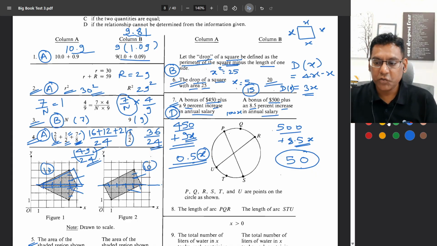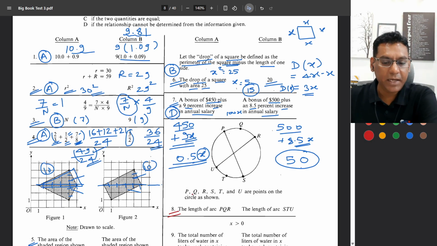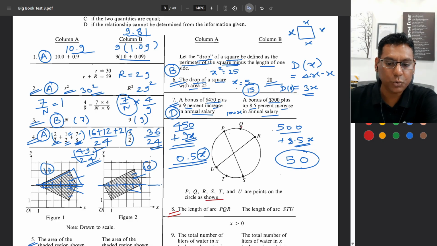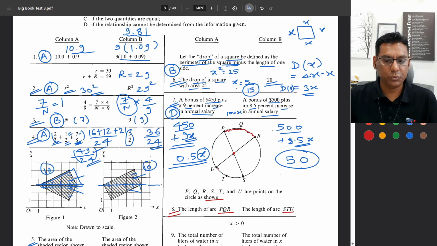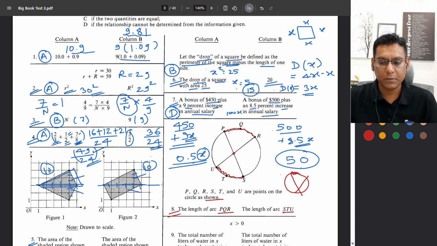Let me change the color so that we'll be able to see this separately. Question 8. P, Q, R, S, T, U are points on the circle as shown. They are kind of crossing here, but where are they crossing? Are they crossing at the origin or not at the origin? I don't know that. The length of PQR, so that is this length, versus length of STU, that is this length. I have to compare. Can't really compare. For example, I could have it this way, whereas PQR is this, and STU is this small.